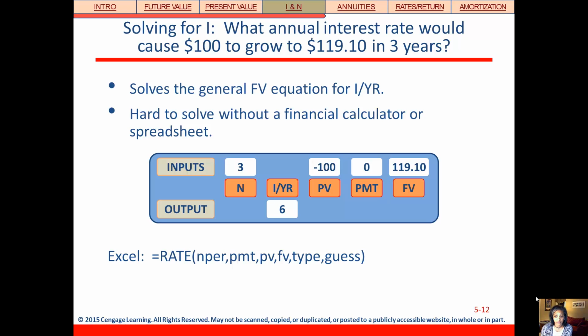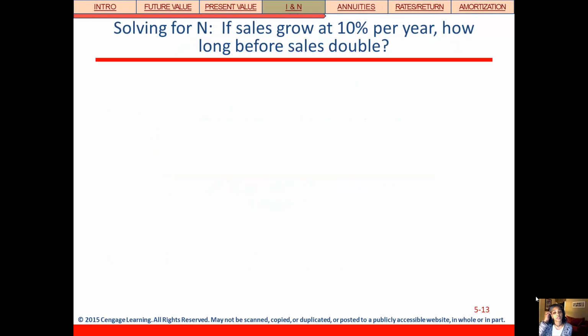In the calculator, we don't really care about the equation. So as I said, N is 3. The present value in the calculator, we have to be careful again with our signs. So it's the investment of $100, so that's a negative 100, still no payments, and the future value is a positive $119.10. So when we compute the interest rate, we get 6. Now I suggest you try to follow along with your own financial calculator and make sure that you're getting these values. So now let's solve for N.